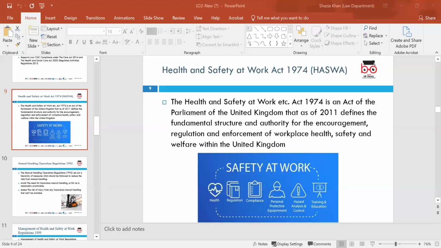It's one of the things that is quite harsh, because the health and safety officers will shut you down straight away. If they feel that there's not enough health and safety at work, they will shut the place down. And they have that authority to do that.